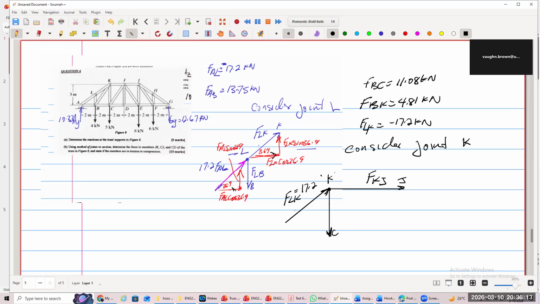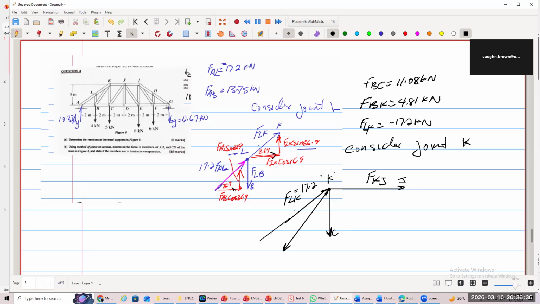BK, we found BK. BK was a what? A tension force. BK was a tension force, so we have to draw it as a tension coming out of the joint. All right? So it's a tension force. So we keep those values.